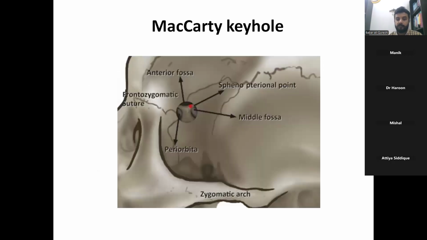The most important one is the key burrhole. The key burrhole is also known as the McCarthy keyhole. They can ask you its dimensions. It is just 5 to 9 millimeters, sorry, behind the frontozygomatic suture. Here, 5 to 9 millimeters behind and below the frontozygomatic suture, we perform the key burrhole, which gives us access to the orbit, the anterior cranial fossa, as well as the middle cranial fossa. We can extend this further.